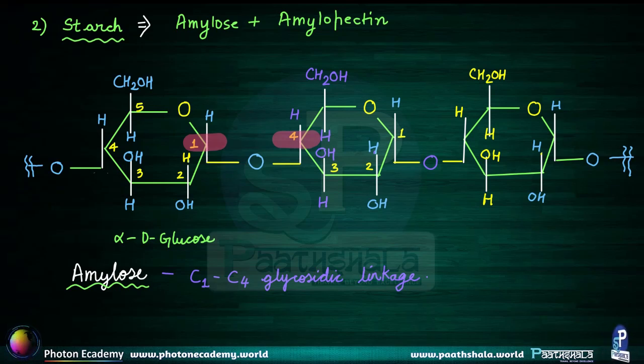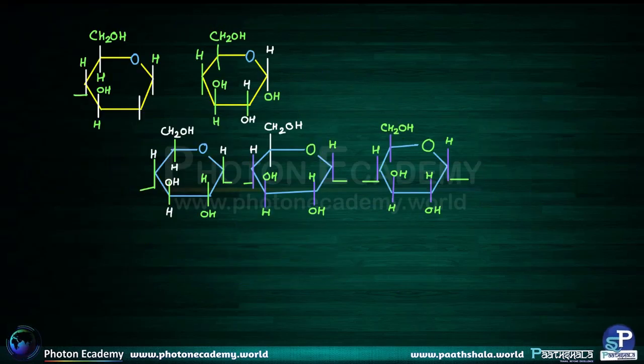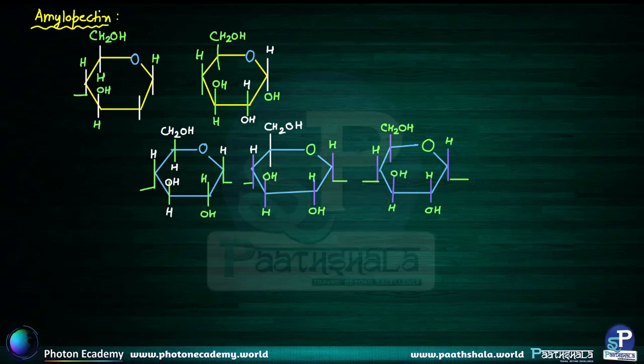Now, next we see the second component of starch, that is amylopectin. So we're talking about amylopectin now. What differentiates amylopectin from amylose lies in the glycosidic linkages.